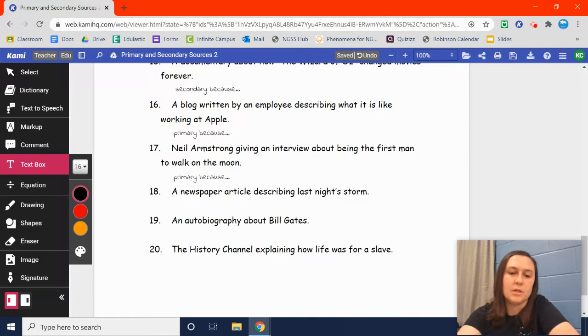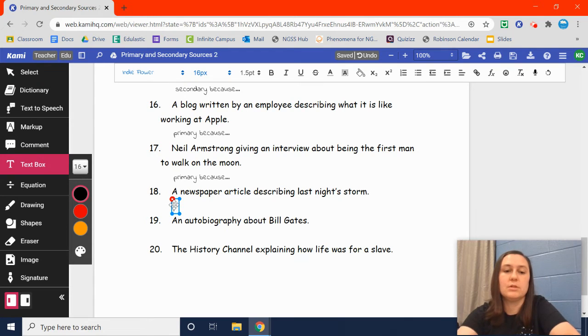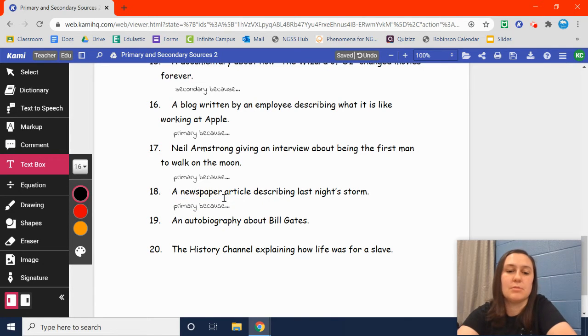Number 18, a newspaper article describing last night's storm. So this is something that just happened. So I'm going to say that is a primary source. If you disagree and you think that is secondary, because it could be either one, you tell me why you think that. Convince me that your answer is correct. I'm going to put primary, but if you put secondary, again, tell me why you think it's secondary.